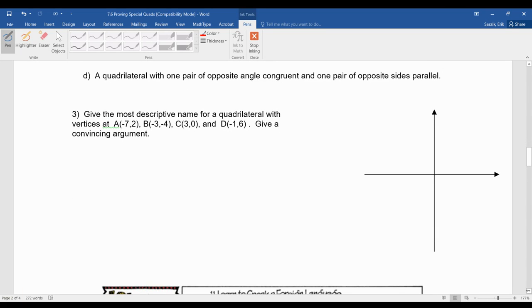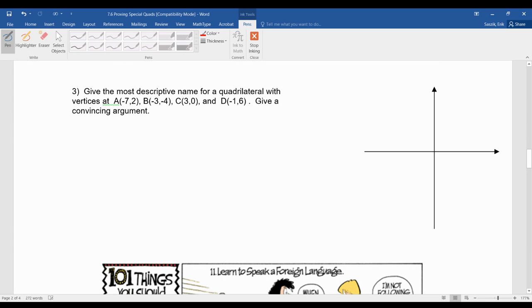Okay, down here, this is a new type of problem. We're going to talk more about this in the next lesson too. But this is what we call a coordinate proof. Okay, it's not a two-column proof. We're doing this with numbers, with a lot of algebra. Give the most descriptive name for the quadrilateral with vertices, blah, blah, blah.